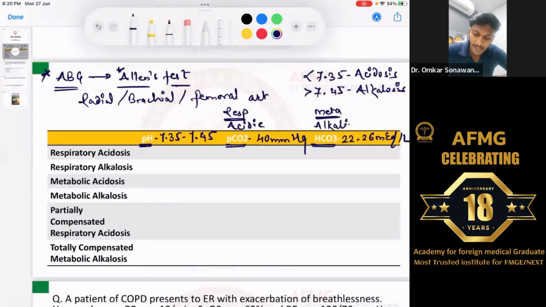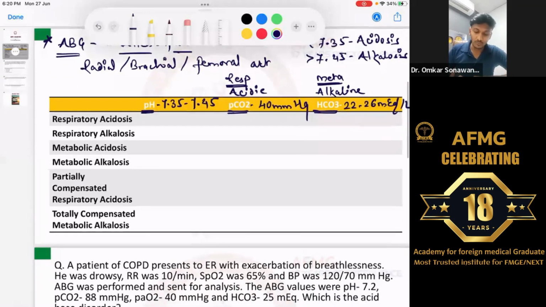Whereas if I talk about bicarbonates, I hope all of you are quite aware that bicarbonates are usually alkaline or basic in nature, right? So if they are basic in nature, whenever bicarbonate values rise, the patient will suffer from alkalosis, and whenever they go down, the patient will suffer from acidosis. Okay? So these are the two most important things I wish you would remember properly.